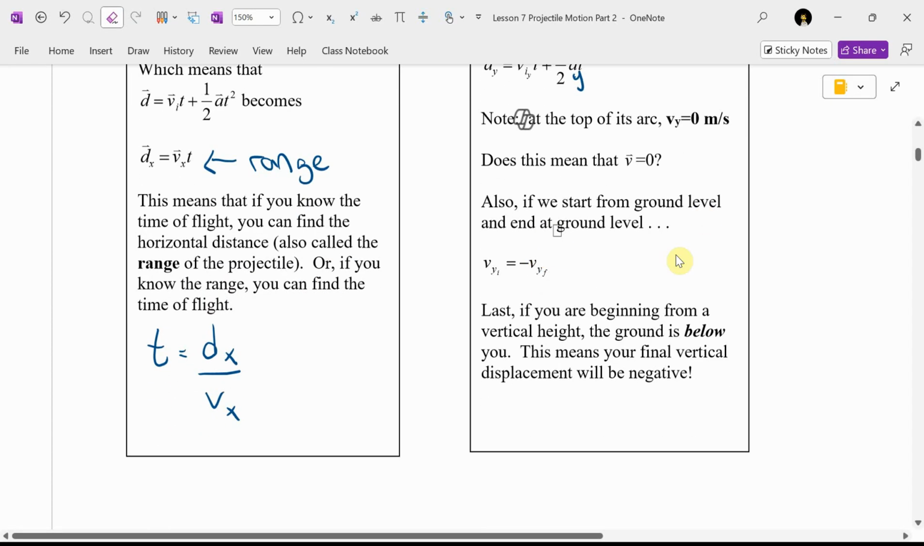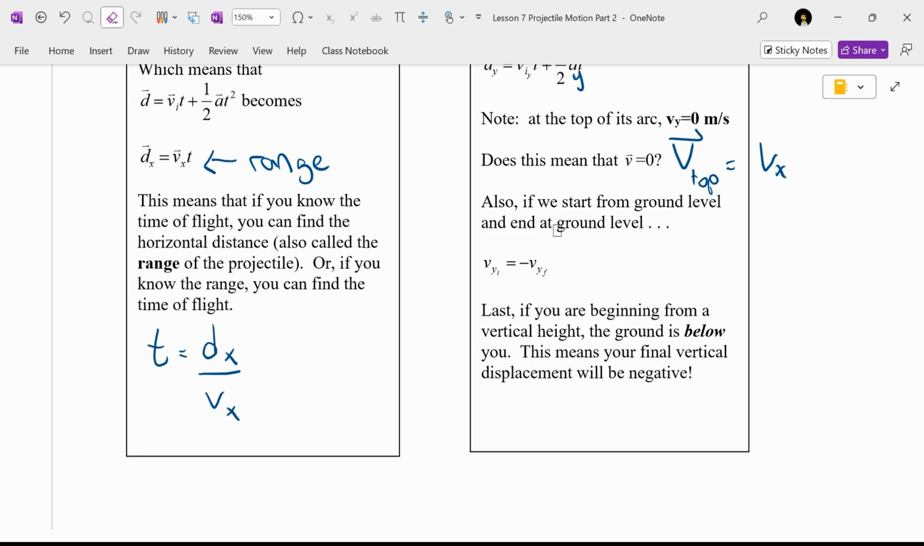Some things to note: at the very top of its arc, Vy is going to be 0. Does this mean that the overall velocity is 0? No, it means velocity at the top is just Vx, because that's the only component that's left. That can be handy to have in your back pocket. If the question says, find the velocity at the very top, you're done if you've already found Vx. You don't need to do anything. You don't need to find t. You know the V at the top. It's Vx.